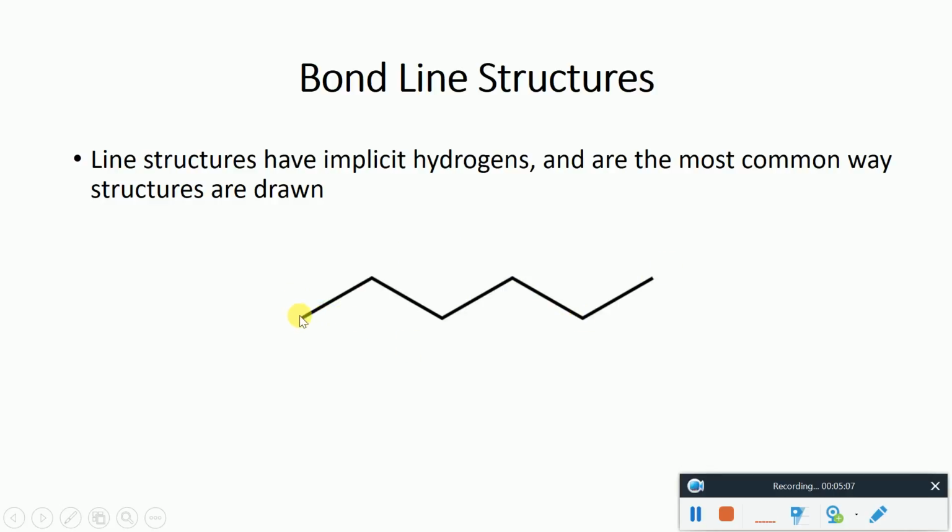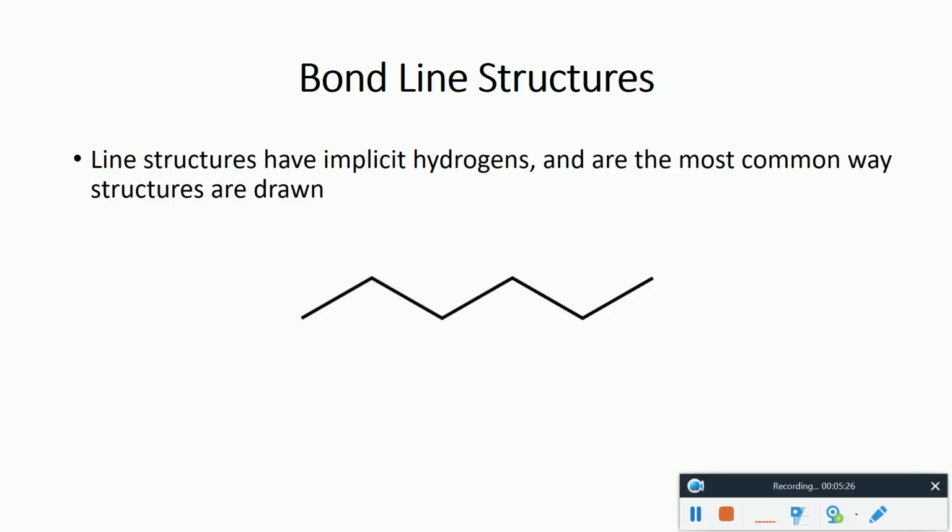But here is the bond line structure of that same molecule, and there are hydrogens here. There are 3 hydrogens hanging off of this carbon. There's 2 hydrogens here, 2 hydrogens here, etc. But we don't show them because it just makes it easier to draw, and you're going to be drawing a lot of carbon-based molecules, so you do not have to draw out the hydrogens that are attached to the carbons.